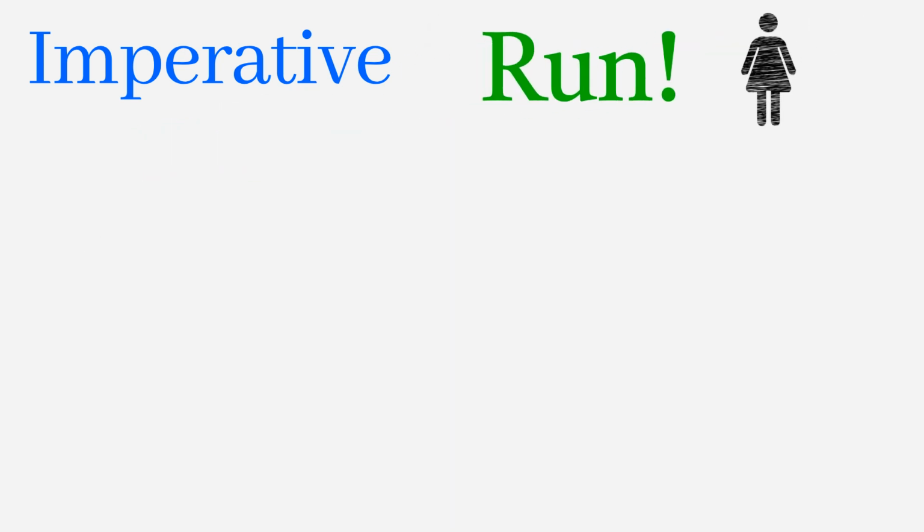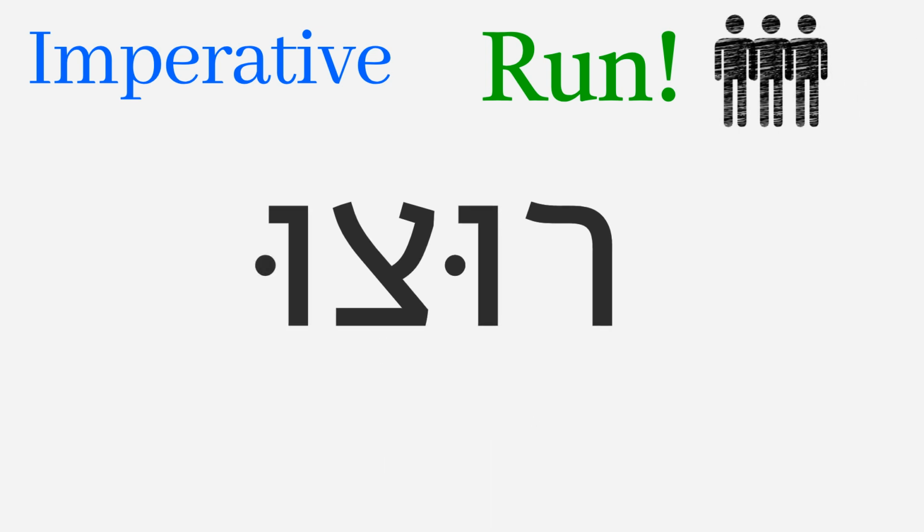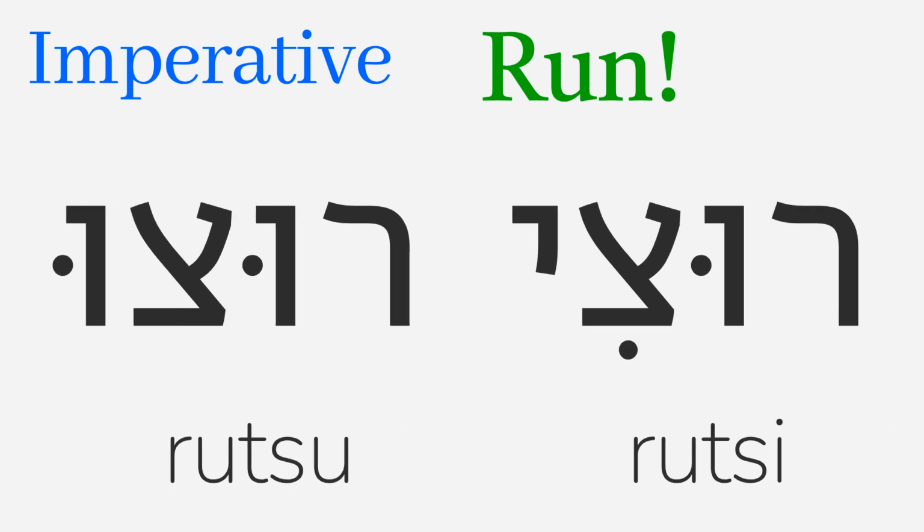The feminine singular imperative is made from the masculine singular by adding i. So run, ordering a woman, is rutsi. The masculine plural form is made with the ending u. So to order a masculine plural group run, we say rutsu. These two forms don't change the vowel of the masculine singular form with hollow roots.